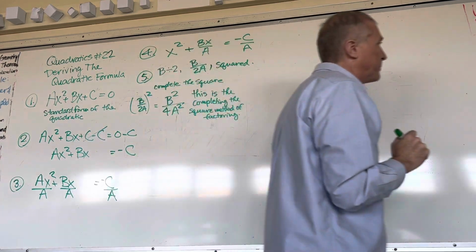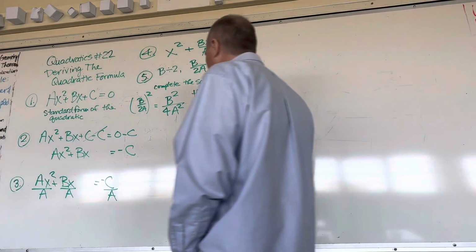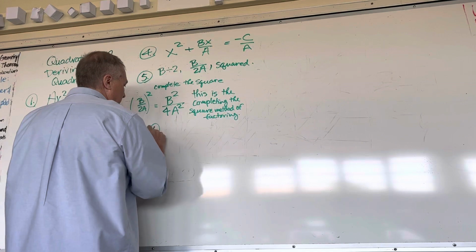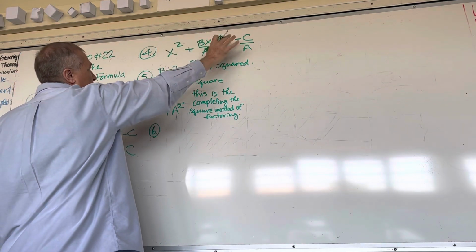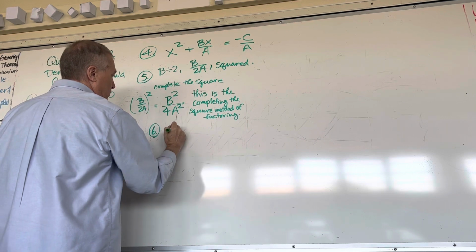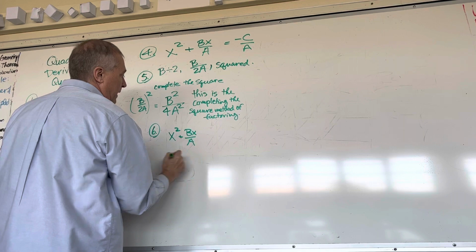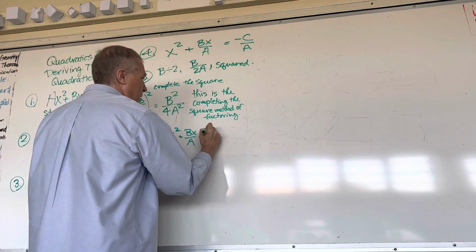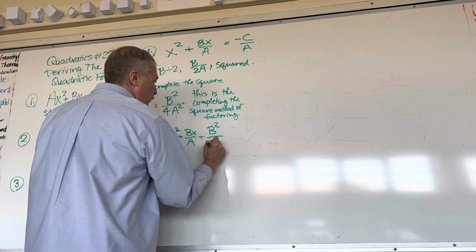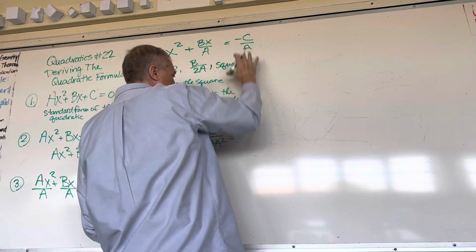Now, am I ready for step 6? Step 6, we're going to add that to both sides, which is the method. All right, if you go back and look at that. So step number 6, we're going to go back here, and we're going to keep everything the way it was, right? We're going to say x squared here plus bx over a plus this new term goes here. B squared over 4a squared equals, we have a negative c over a.